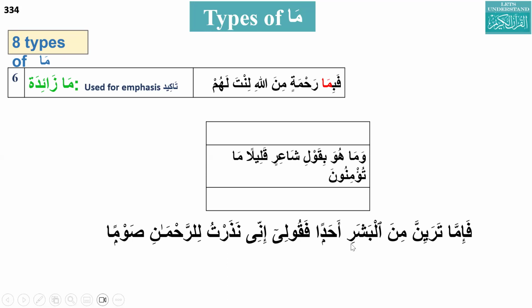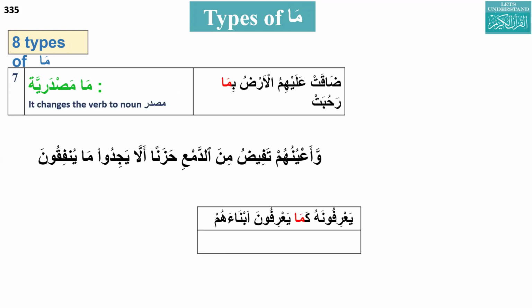Then you say, indeed, I have pledged a fast for the extremely merciful, Rahman. So this is ma zaida, and it is used to put more takid. We can recognize it because if we don't translate it, the sentence will still make sense. So it puts more emphasis. It is used to magnify the meaning, putting more emphasis on the ism, the common noun.